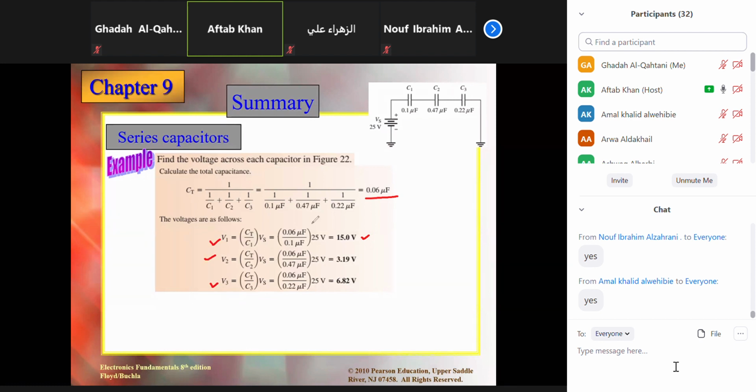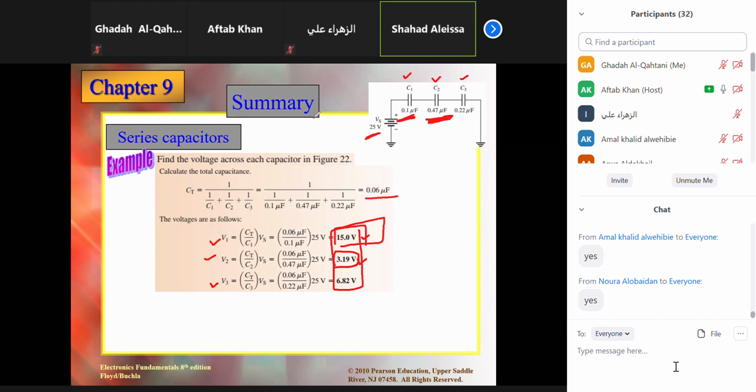You can see that C2 is the larger capacitor, and see the voltage across it, smallest. And this is the smallest capacitor, and see the voltage across this one. If you add these voltages, you will get 25 because it is a series connection. Voltage will drop accordingly, some here, some here, some here, and you can calculate that. Clear to all of you? Yes, that's clear.